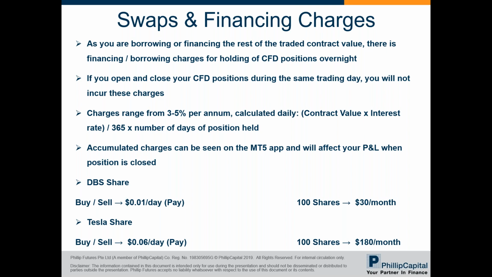So if you did the whole calculation, it'll be contract value times the interest rate of 3 to 5%, divided by the total number of days, so 365 days in a year, times the number of days you actually hold your position.